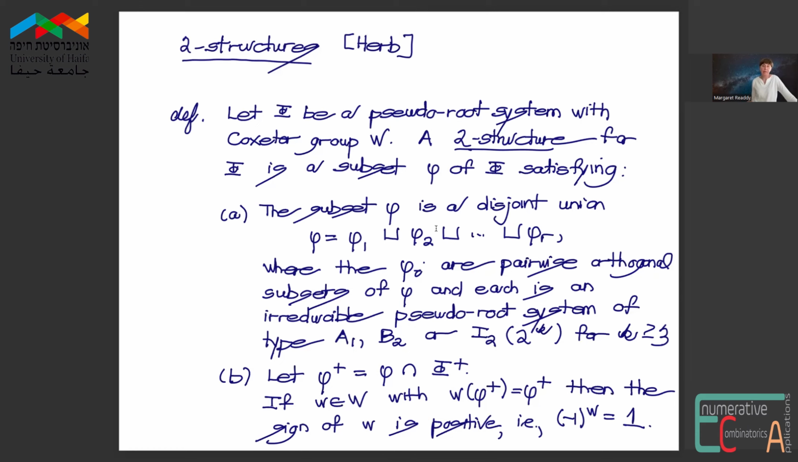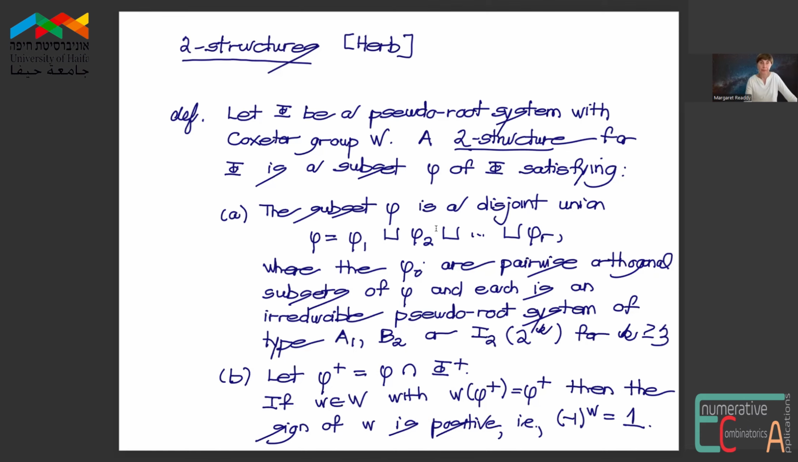The second condition on a two structure is that you can intersect small phi with the positive roots of your pseudo-root system. If you have an element W in your Coxeter group and it sends phi plus to itself, where here is little phi in your two structure, then the sign of W is positive.